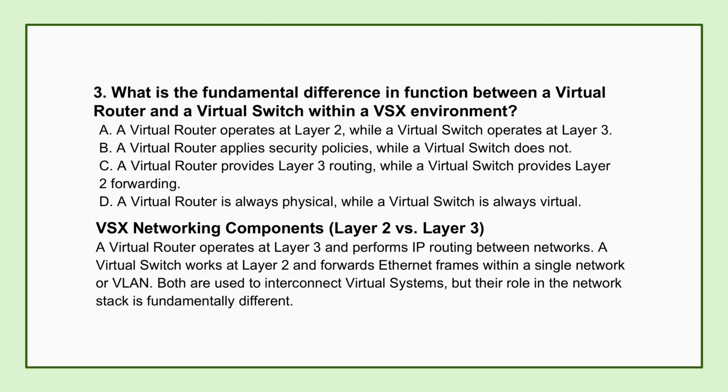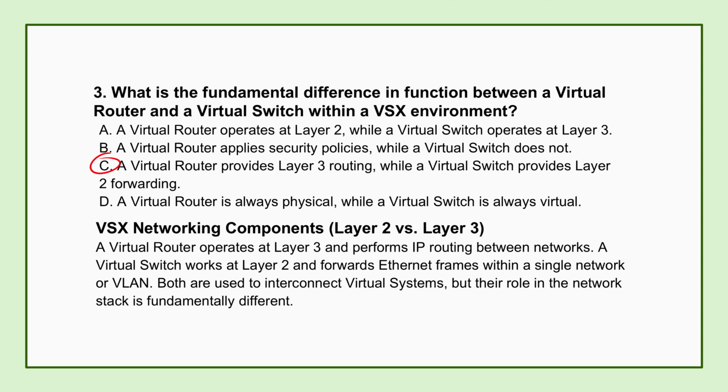Okay, so the virtual switch, or VSW, operates at layer 2. Think Ethernet frames. Its job is to forward traffic within the same broadcast domain, just like a physical switch does on your desk. So if you need devices within the same logical network segment, maybe attached to the same VS, to talk to each other, that's the VSW's job.